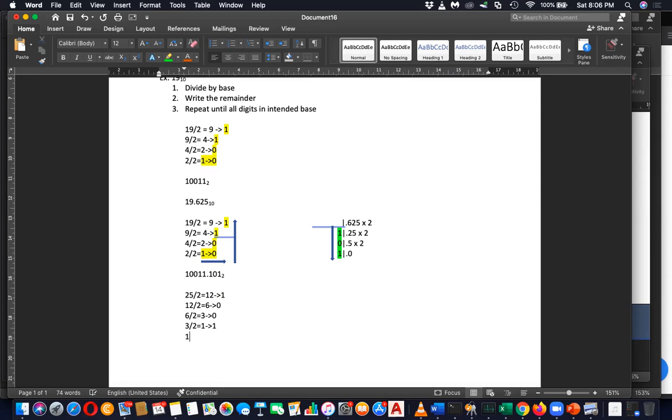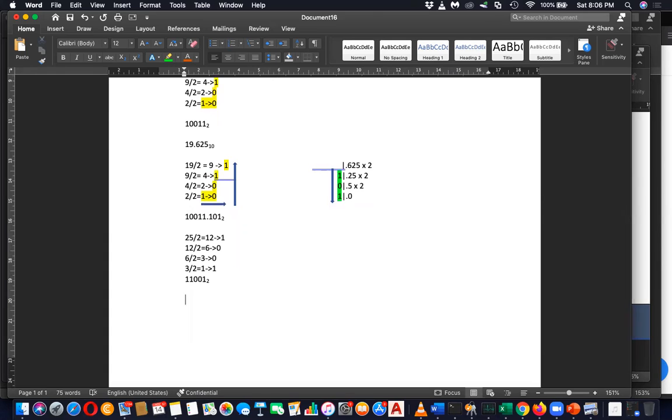The value will be 11001 in binary. So that is correct. I think all of you have done it correctly. So then what about octal? That's the thing you have to think about. Octal 25.